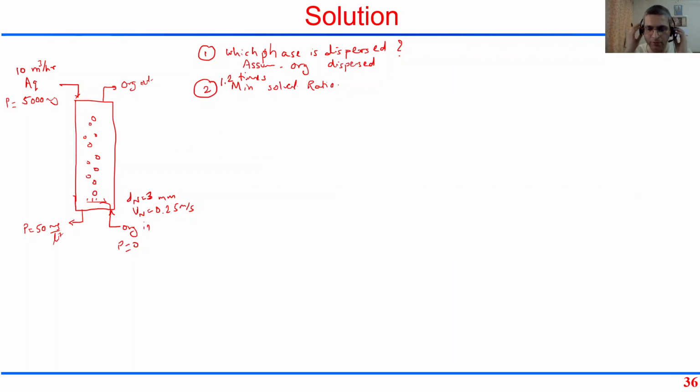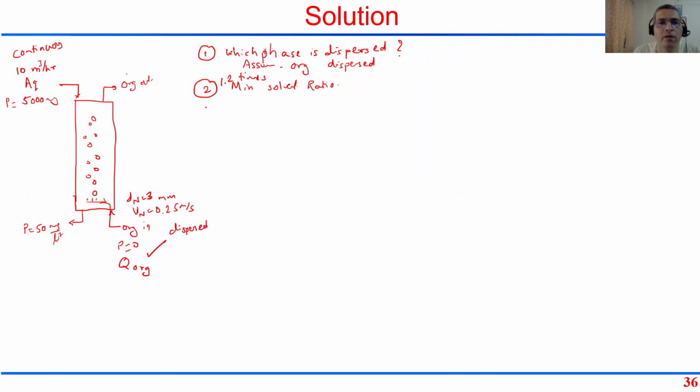If you're not comfortable, just go back to the recorded lecture, visit that lecture, and see for yourself that you are able to calculate the solvent ratio, the flow rate of the organic phase. So Q organic we would know at this point of time. This we have assumed that aqueous is continuous phase, organic is dispersed.